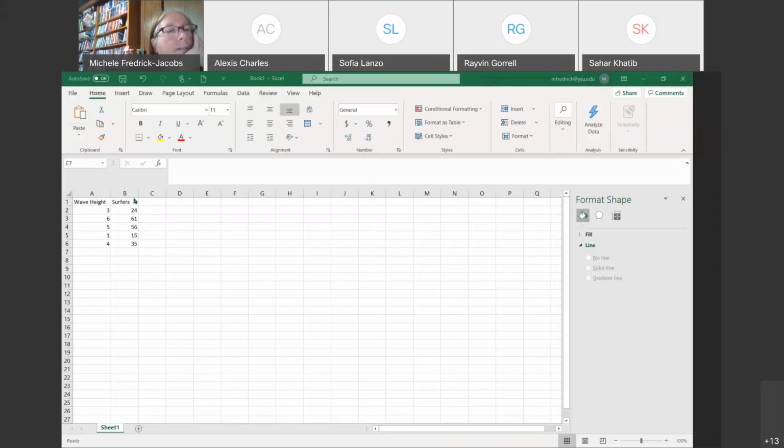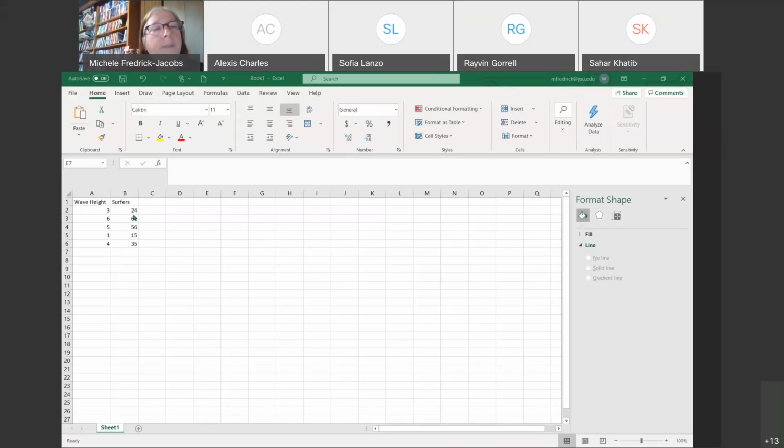So our height and surfers. Now these went together. When you're doing your project, make sure both numbers come from the same piece of data. So on the beach, when the waves were 3 feet high, there were 24 surfers. When the waves were 6 feet high, there were 61 surfers. They have to go together. You can't mix the numbers up. And that's why it's called a pair or set. It goes together.